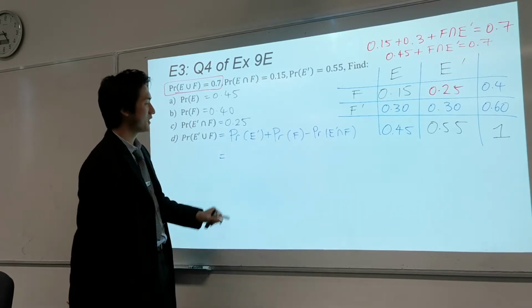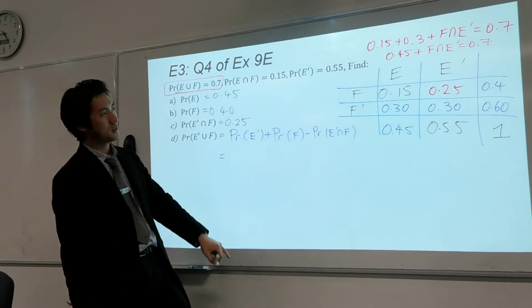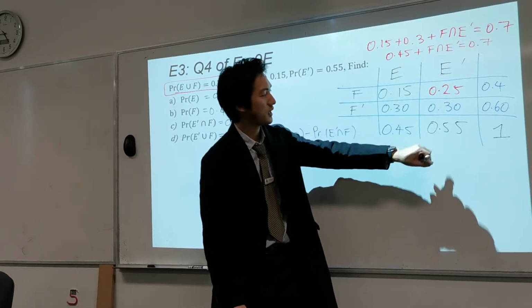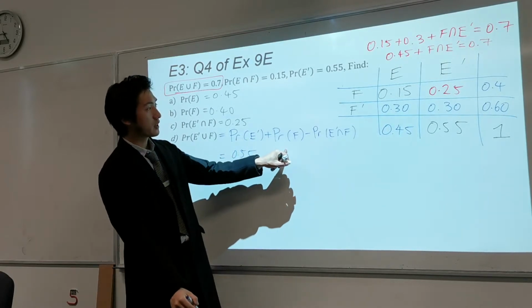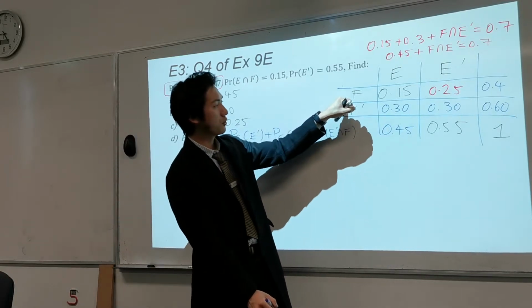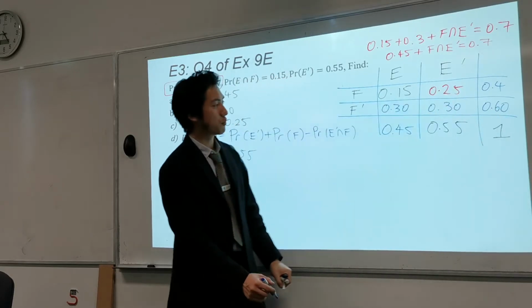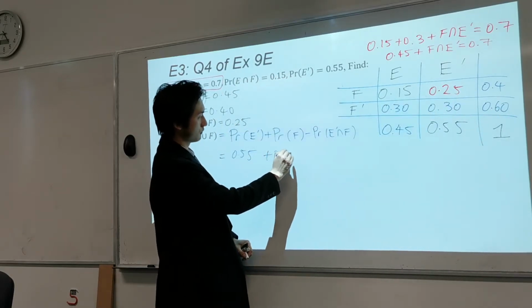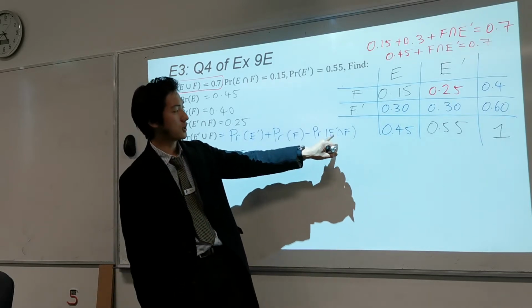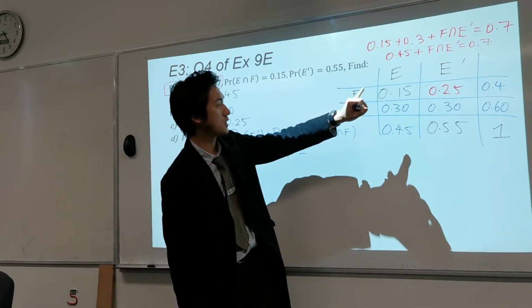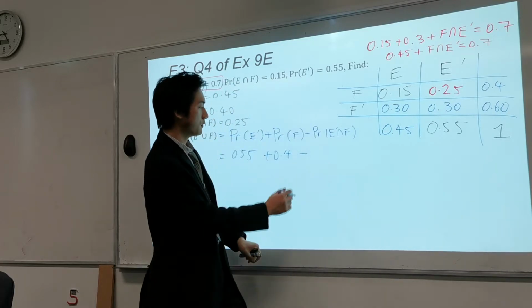Let's try again. The probability of not E is given by this column, and the answer is 0.55. The probability of F, given by this row, at the end it says 0.4. And then we subtract the intersection between not E and F, which is here, 0.25.